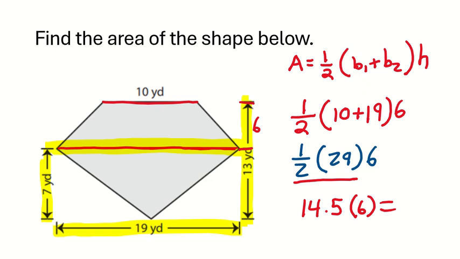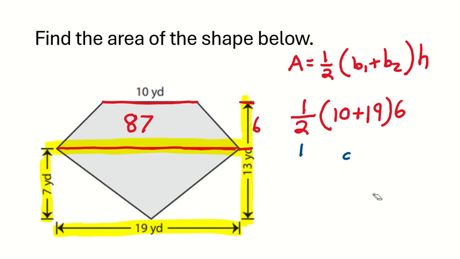And that should give me the area of the trapezoid. So let's do that on the calculator too. 14.5 times 6 gives me 87. So the area of the top part, this trapezoid, is going to be 87 yards squared. Okay, now that I found that area, I need to find the area of the triangle, which is just below it. So let's see if we can figure this out.